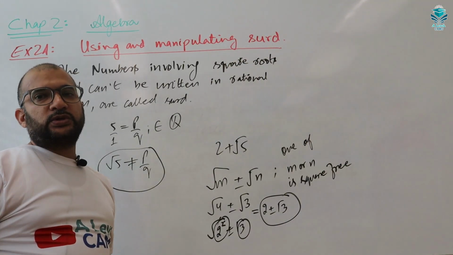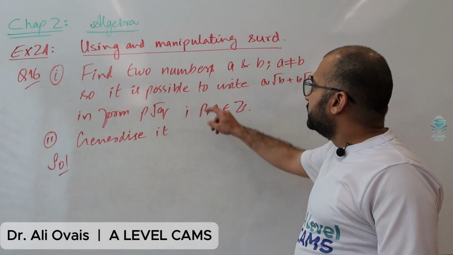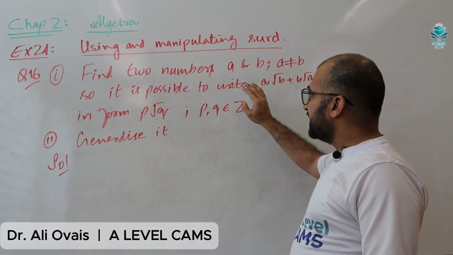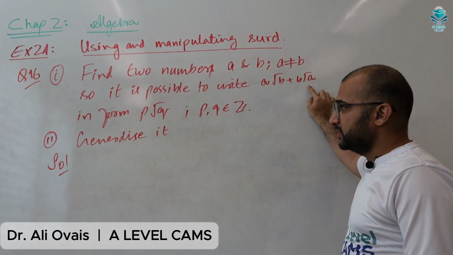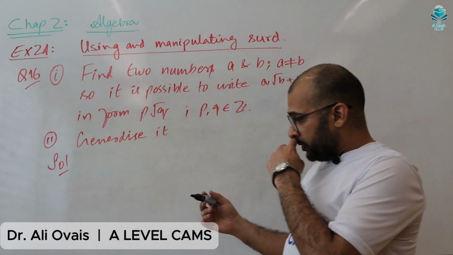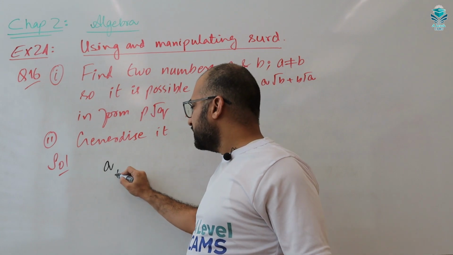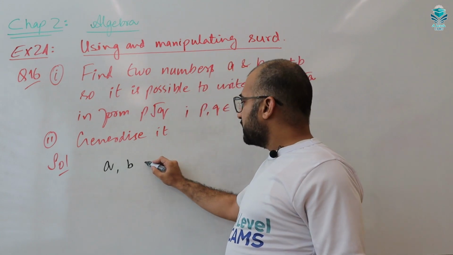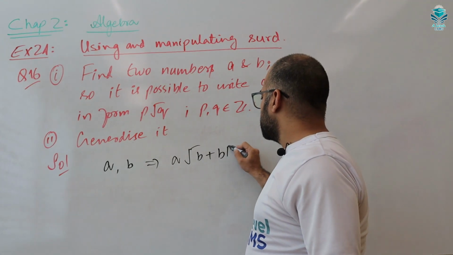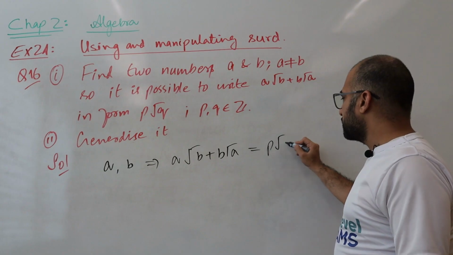Now we solve a question to clarify the idea. Students, in question number 16 we have to find two numbers a and b such that a relation can be simplified in the form p square root 2. Let's say I have two numbers, a and b. I have to write a square root b and b square root a, and write it in the form p square root 2.